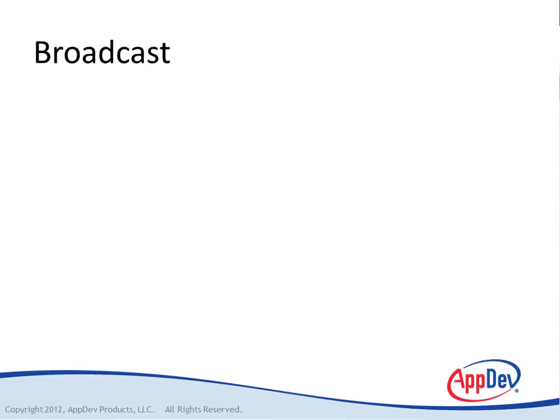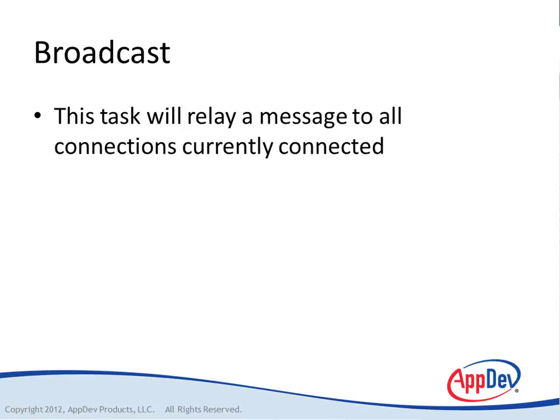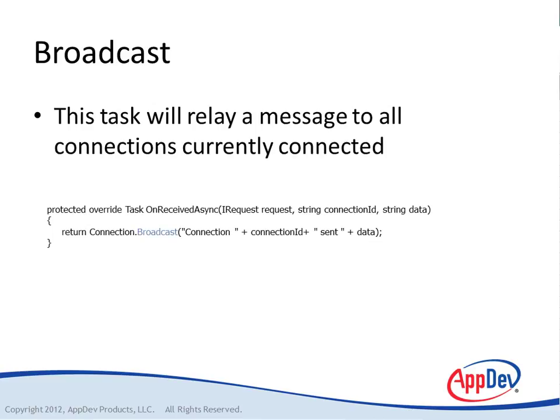The first task of the iConnection API that we're looking at is the BroadCast task. This task will relay a message to all the connections currently connected. Here's an example. Here we have the task onReceivedAsync being performed, and what we are doing is returning a connection, and we're saying to BroadCast the details of this connection, or the object value, saying connection for the connection ID sent whatever data. We have used this so far in all of our examples of SignalR, and it's a very common task to use when you want to send a message out to the entire connected web application.